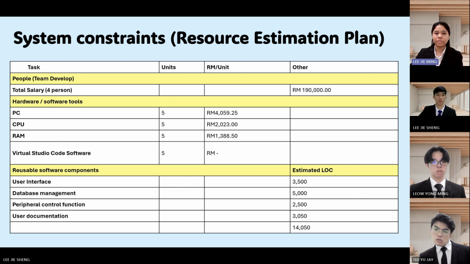For the reusable software components, for the user interface the estimated LOC is 3,500, database management is 5,000, peripheral control function is 2,500, and user documentation is 3,050. So the total estimated LOC is 14,050.